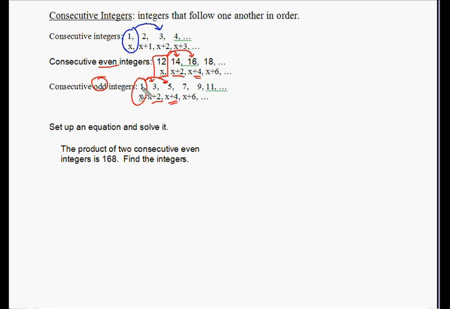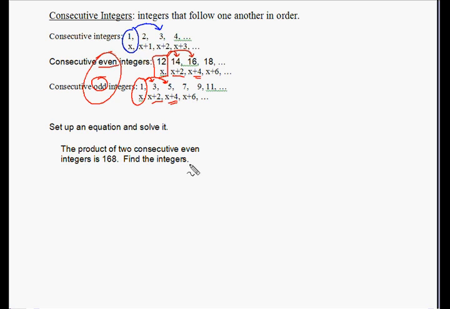So we just call our first number something, and then we find out if we need to add 2 every time or if we need to add 1 every time. Depends on if they just say the word consecutive or consecutive even, consecutive odd. And odd and even are done the exact same way by adding 2 each time.